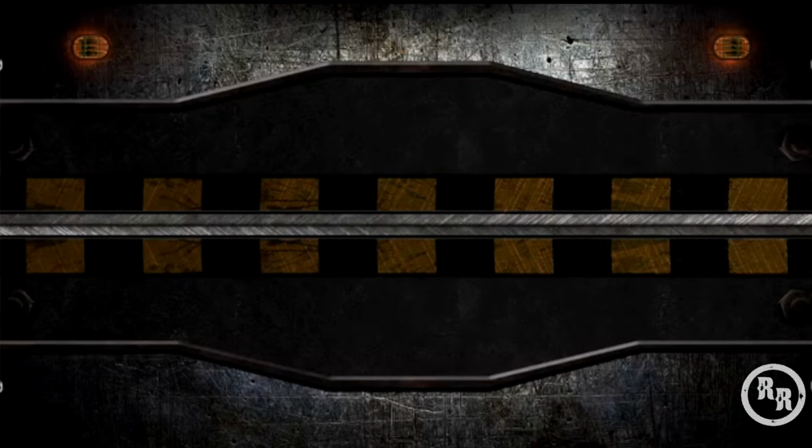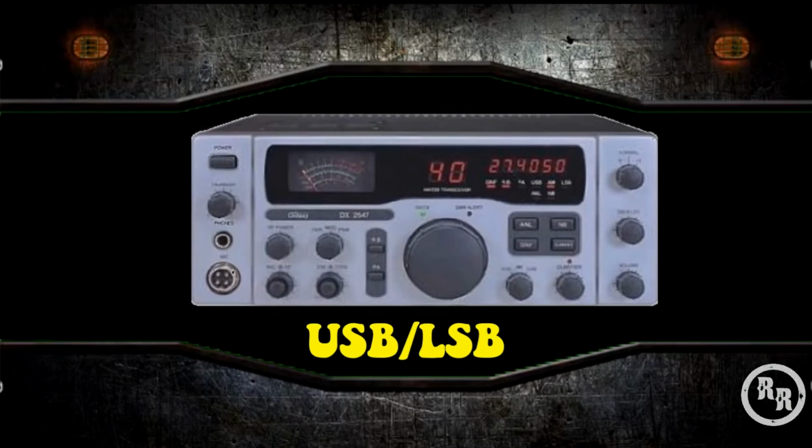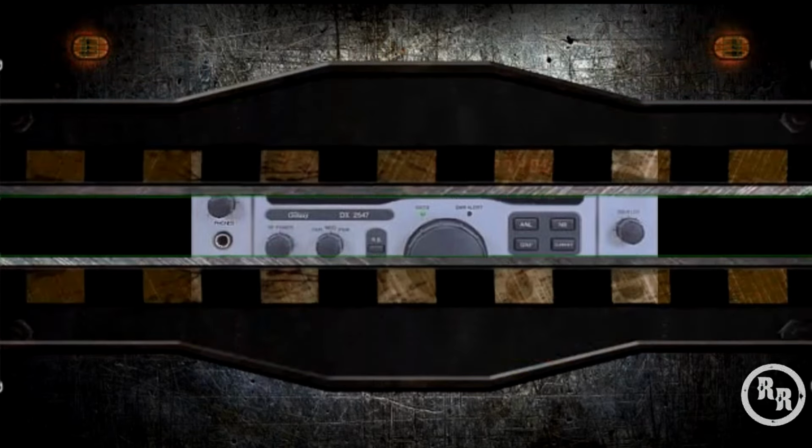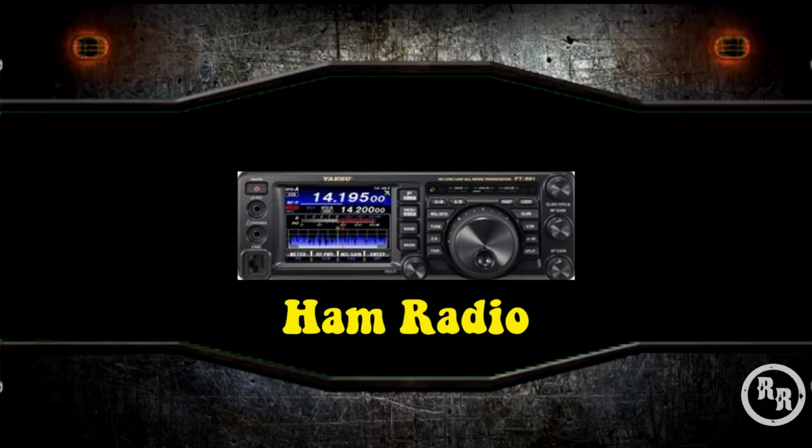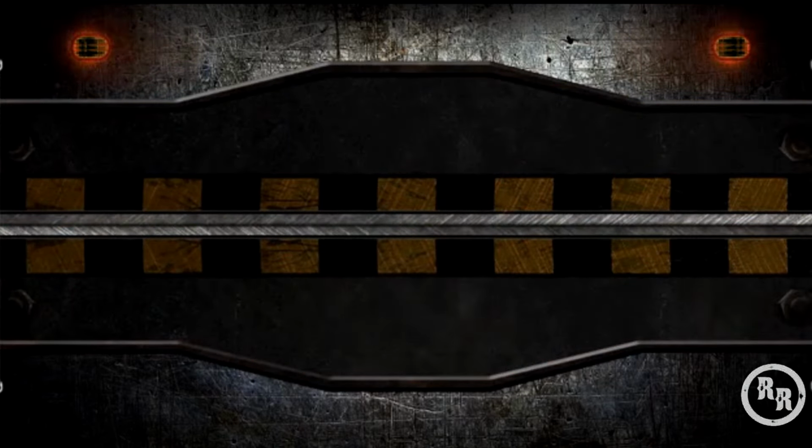When you are sandbagging on the CB, you will more commonly hear Q codes being used on upper or lower sideband. And Q codes are also used on ham radio. You will hear the same Q codes for both bands.